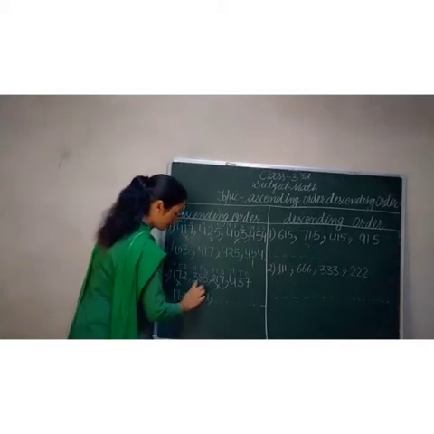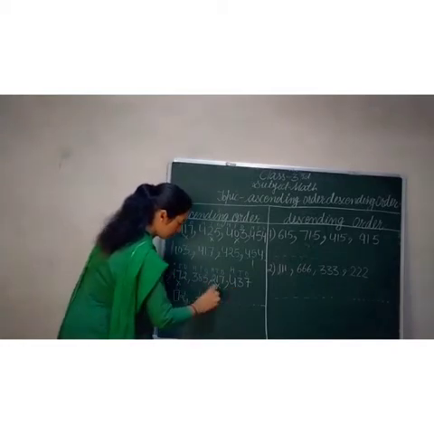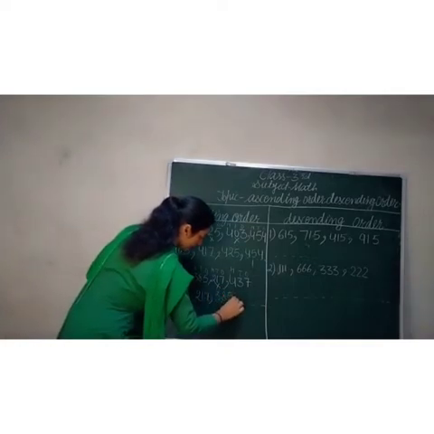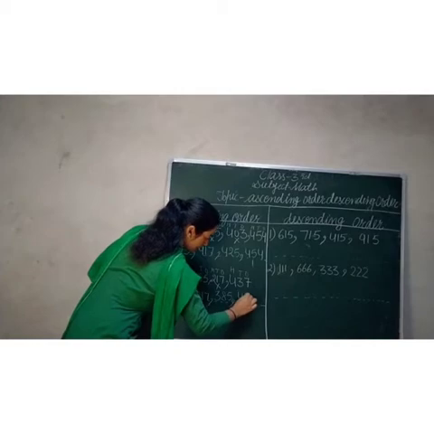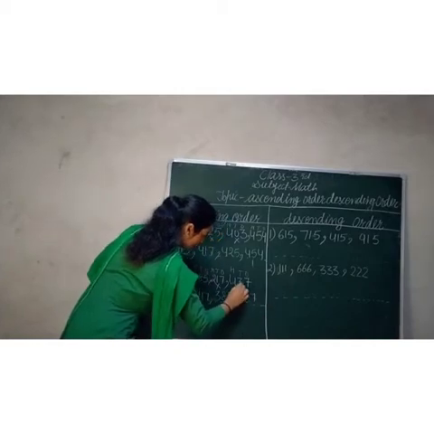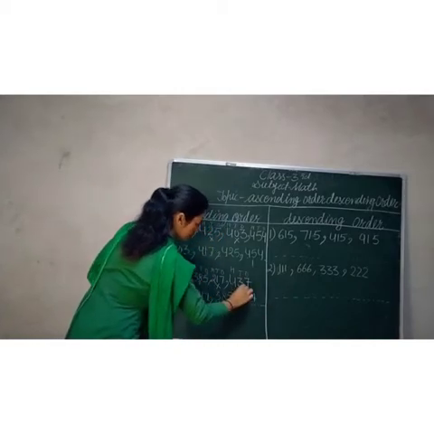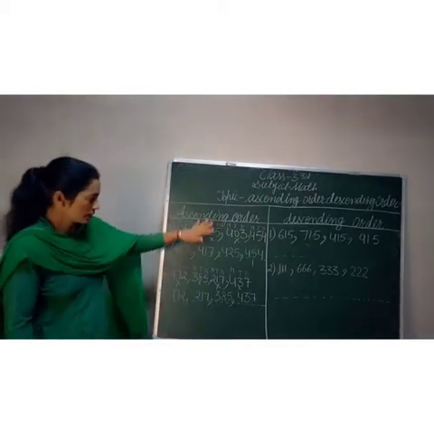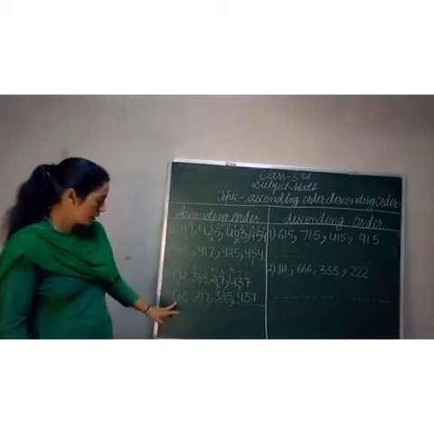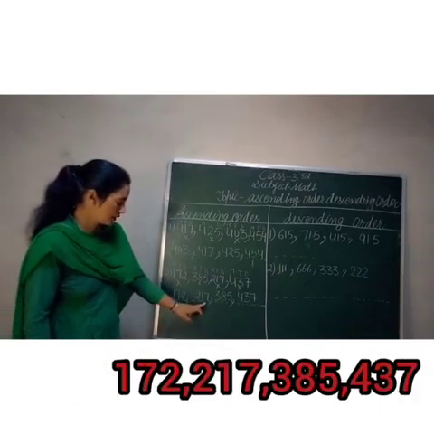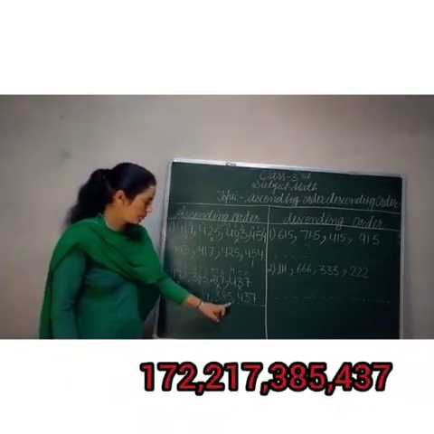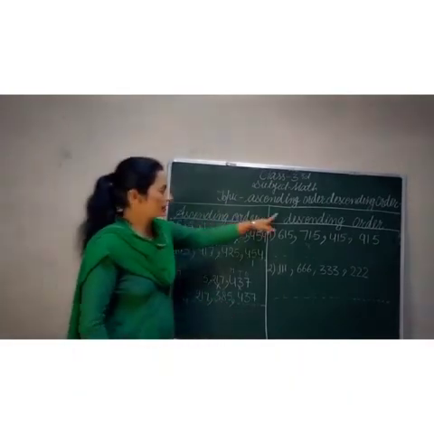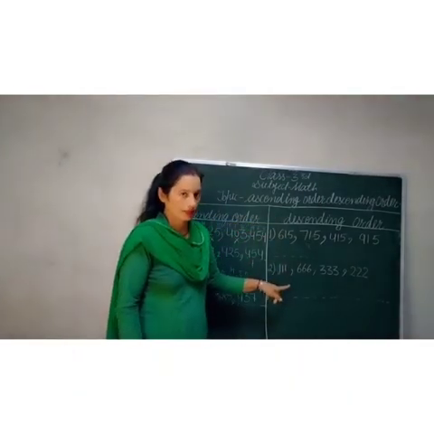We have 2 numbers starting from the digit 4. Then which will come first? 385. And last one is 437. Is it clear? This is ascending order. See, 172, 217, 385, 437.